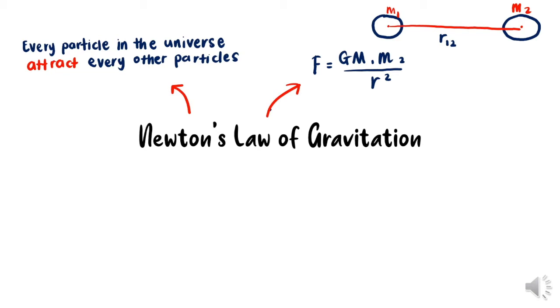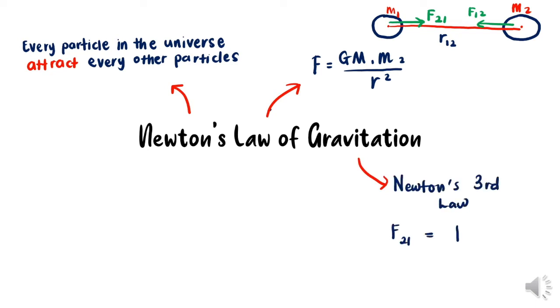So we have r12, and there is a force exerted by mass 1 on mass 2 and also by mass 2 on mass 1. The directions of both forces are opposite, towards each other, but the magnitude is the same. So this supports Newton's third law.